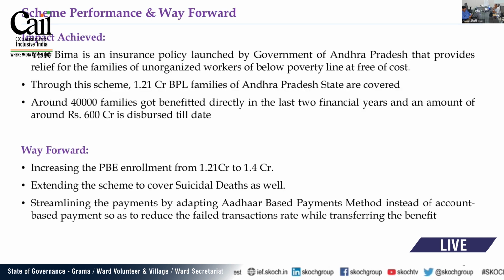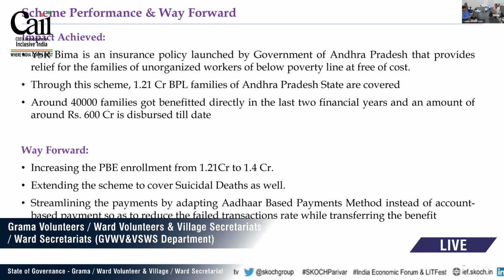So, what impact we have achieved, we can proudly say that in the last 2.5 years, around 40,000 families have directly got benefit from this scheme, and around 600 crores has been disbursed by the government of Andhra Pradesh. Till today, for 1 year, 1.21 crore people are already covered through this scheme. So way forward, what we are thinking is to increase the primary bread earner enrollment from 1.21 crore to 1.4 crore, so that there won't be any loose ends.